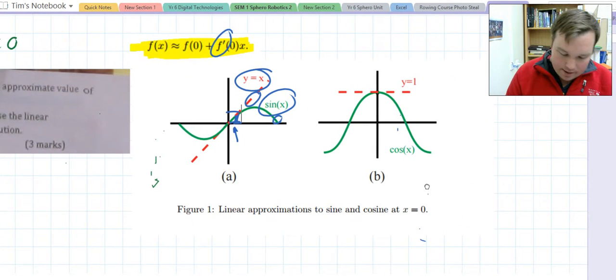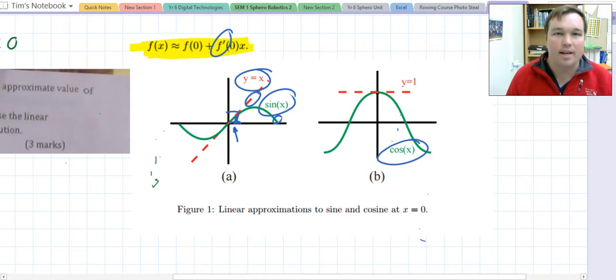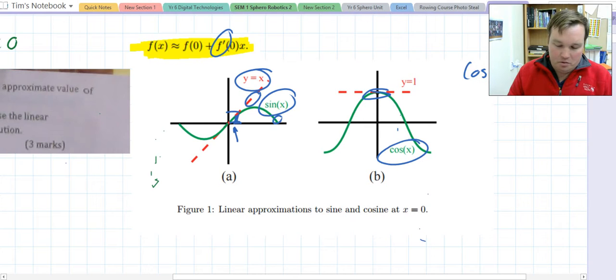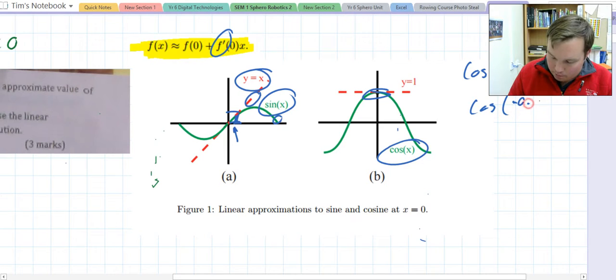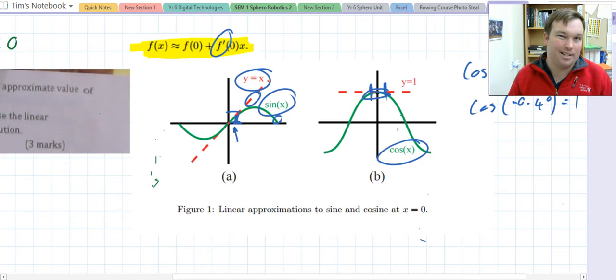And when theta is very close to 0, at the top here, cosine you might as well just think of as 1. So for example, cosine of 1 degree is basically 1. Cosine of negative 0.4 degrees is basically 1. So either side here, when theta is close to 0, cos theta is basically 1.